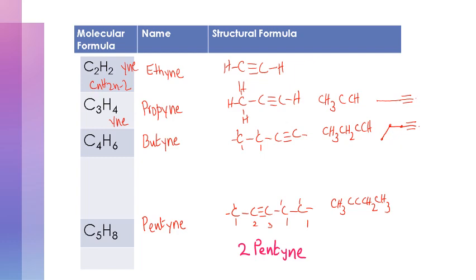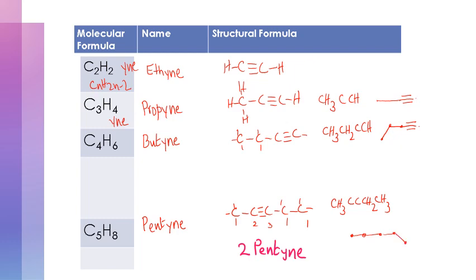How can I draw the skeletal formula? The first carbon is here, and that is bonded to a triple bonded carbon. That's the second carbon. And I have the third carbon and the fourth carbon. So this is going to be the third one. This is going to be the fourth one. I have the fifth carbon here.